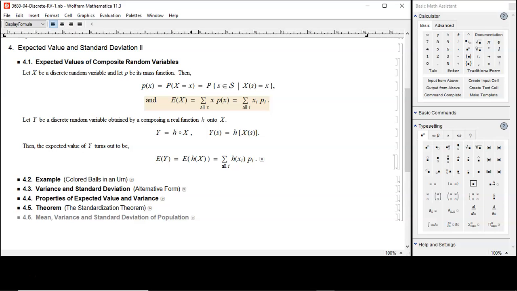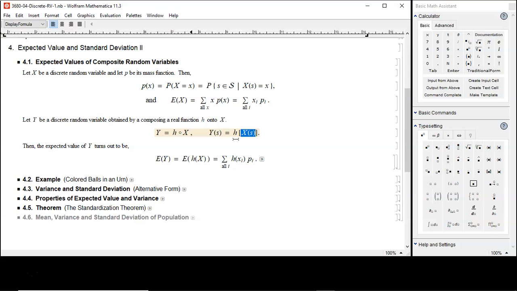Now, from here, let's consider another discrete random variable, y, but it's not just any random variable, but it was obtained from a composite function, h composition x, where h is a real function, because x of s is a real number, you see? And then h is a certain real value. Then I'm going to get another random variable, right?